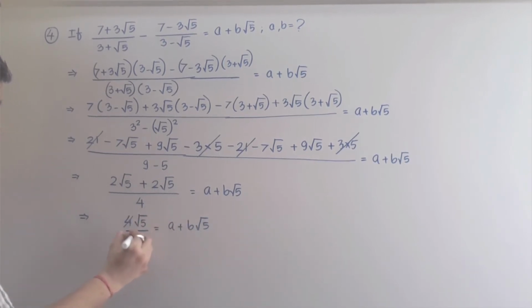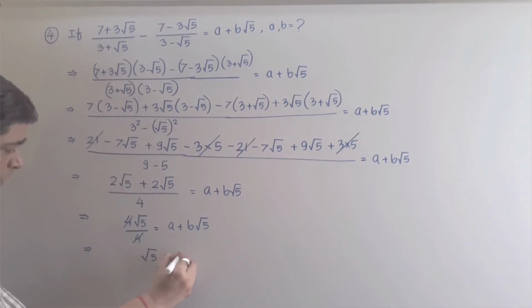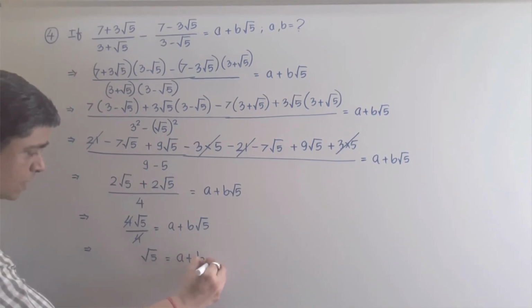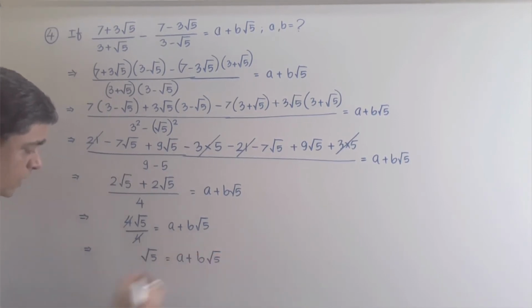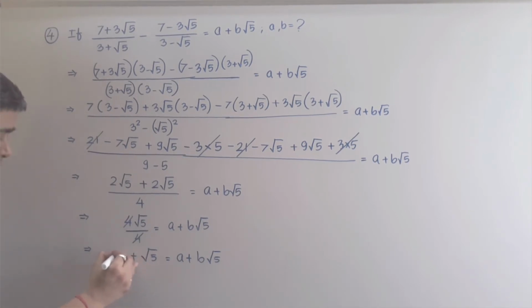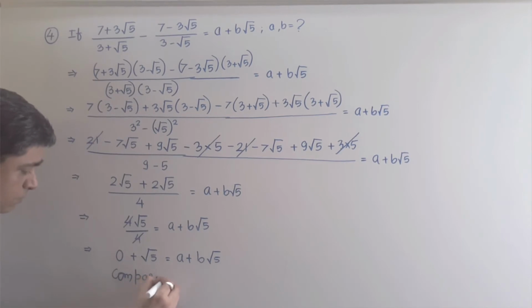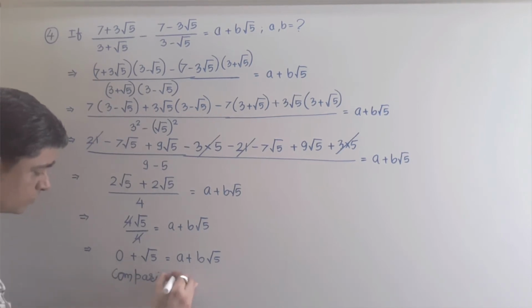Now 4 and 4 cancelled. So what is remaining here? Only root of 5 remains, equal to a plus b under root of 5. Here, along with root of 5 there is no term, so I can assume 0. Now we shall compare the similar terms. So I will write down here, comparing similar terms.